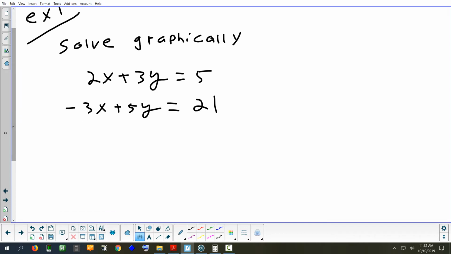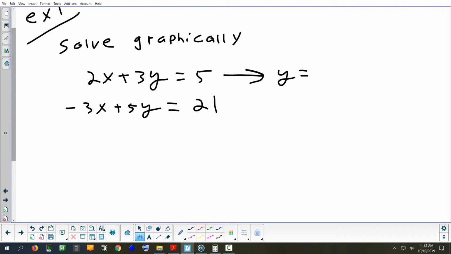So let's see if we can solve this system graphically. Okay, if somebody gave me that and didn't say how to solve it, I would probably just go with elimination. But they want us to graph it, so let's try that. Okay. To get y by itself in the top equation, what do I have to do? Top equation, you subtract 2x from both sides and you divide by 3.